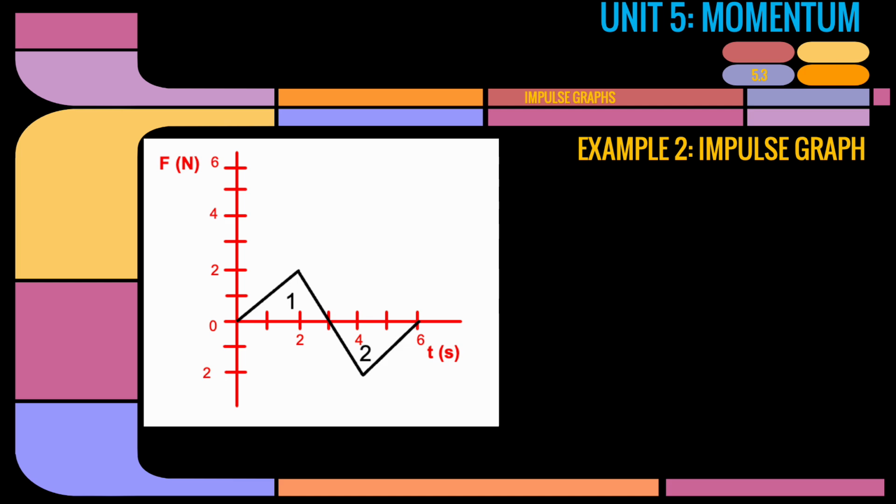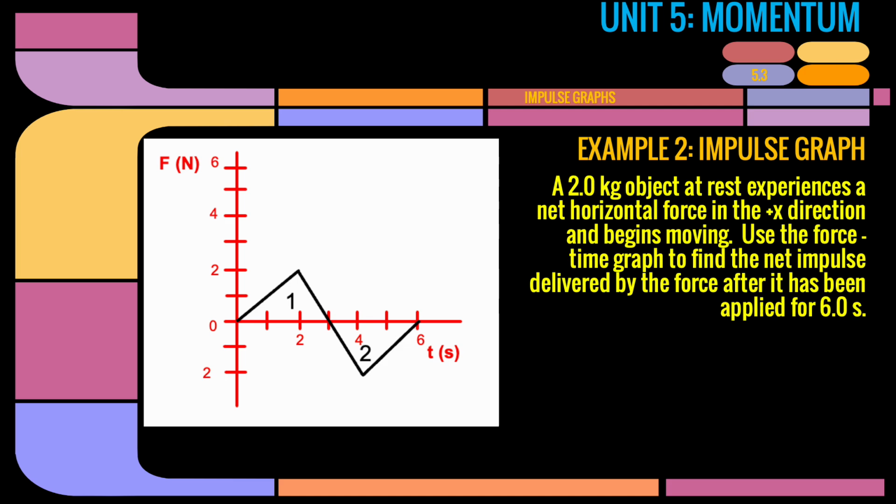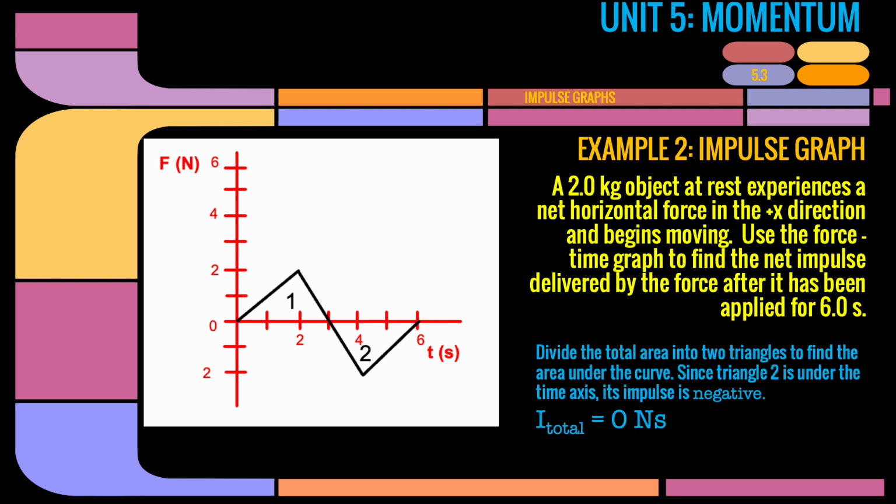Here's one that has some negativeness to it. We have a 2 kilogram object at rest experiencing a net horizontal force in the positive x direction and begins moving. Using the force-time graph, find the net impulse after it has been applied for 6 seconds. So we divide the total area into 2 triangles and find the area under the curve. Since triangle 2 is under the time axis, we'll use the negative impulse. When we add those two things up, we end up getting 0. We get a total net impulse of 0: all the positive stuff minus all of the negative stuff.